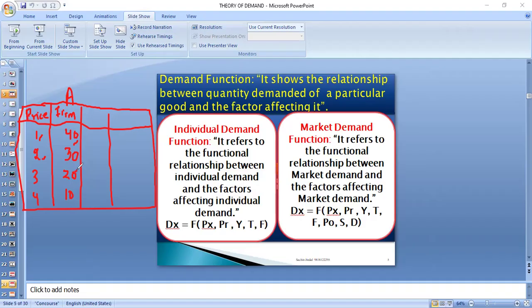These are various levels of quantity demanded at various levels of prices, but done by an individual firm only. When an individual firm is demanding various levels of quantity at various levels of prices, this is called individual demand. So what is individual demand? It refers to the demand done by an individual firm in a given period of time at various levels of prices. अलग अलग prices पे एक individual firm एक particular time period में जो भी goods की demand करती है उसको हम बोलते हैं individual demand.